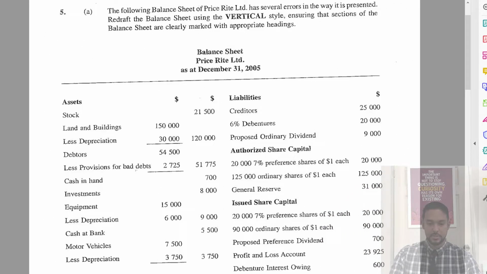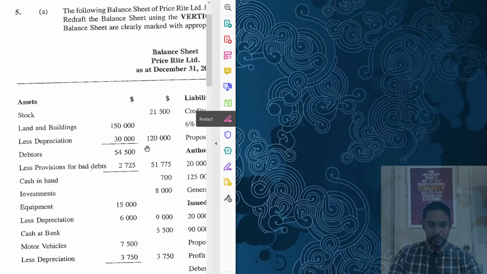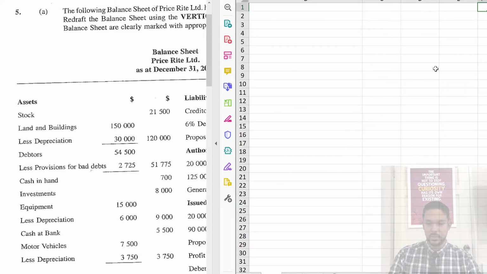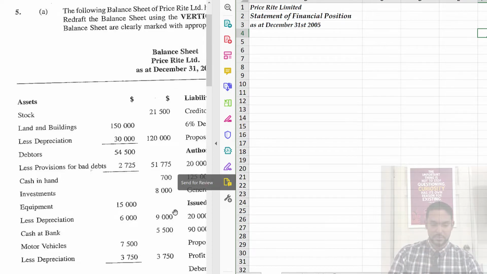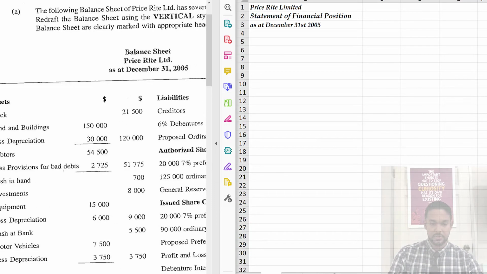So let's put this question, sorry, I didn't click on it, on that side. I'm not going to zoom out, I'm going to leave it. We're going to work on the assets alone for now. And what I want to do is bring the answer up on the other side here. So we're going to see if this works. Of course, we head up first. Always head up your questions. Balance sheet, Price Rite Limited, name of the entity, followed by statement of financial position. That's the term we use now as opposed to balance sheet. As at December 31st, 2005, just in case you wanted to see that, it's right there.